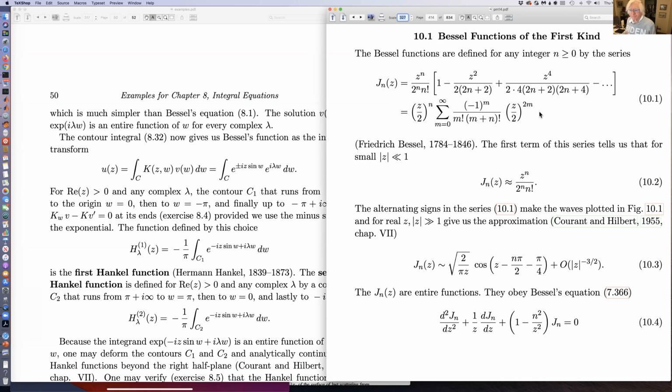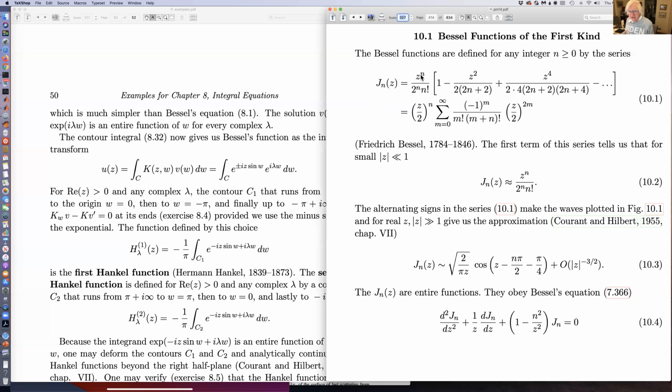In any event, they're defined by the Bessel functions of the first kind, capital J sub n, and we start out with n an integer. In fact, we start out with n a non-negative integer, and for n a non-negative integer, the series looks like this. And so that's what we start out with.